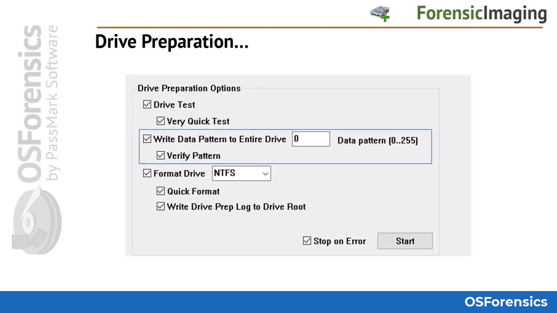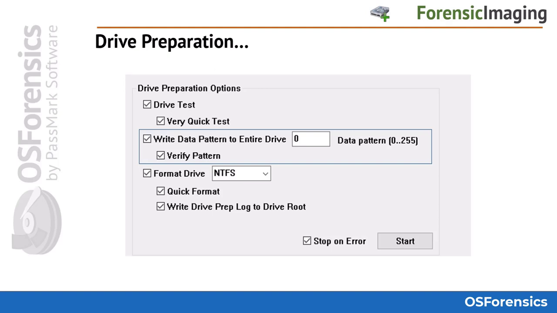The write data pattern to entire drive feature will effectively set every byte on the drive to the specified value, the default being 0, but any number from 0 up to 255 is possible. This operation wipes a disk and removes any possibility of data cross-contamination when using the drive in a new investigation, as the operation securely wipes all previously existing data from the device.